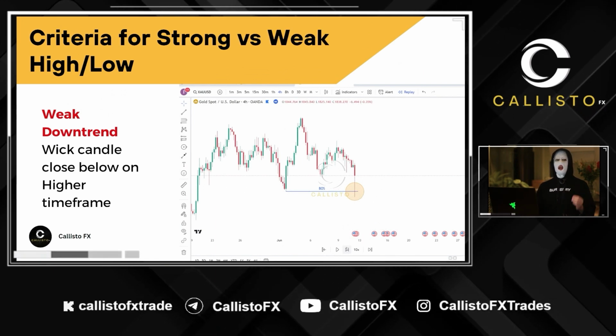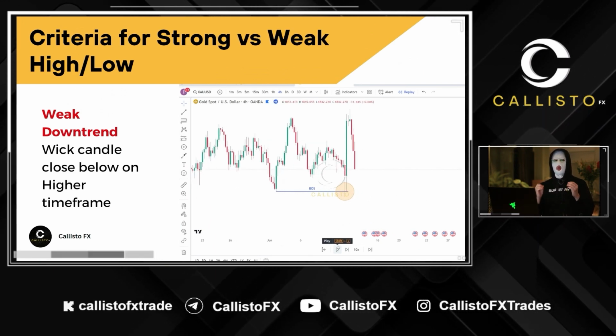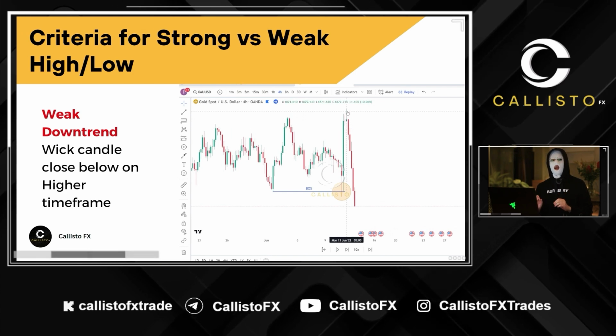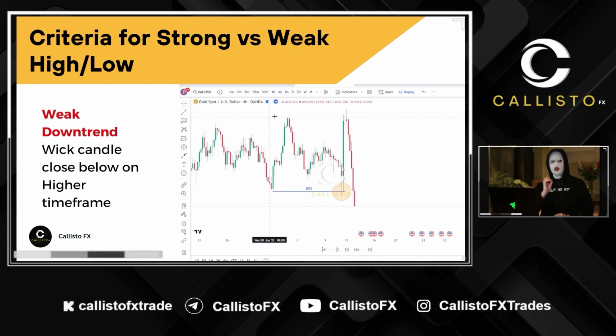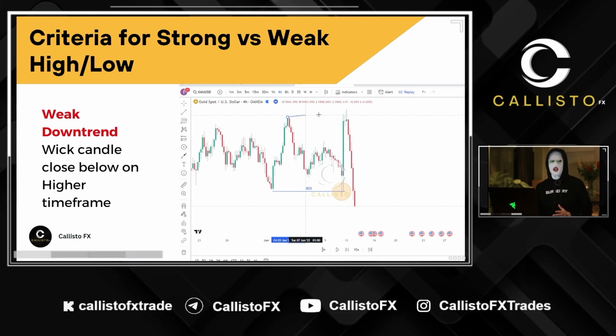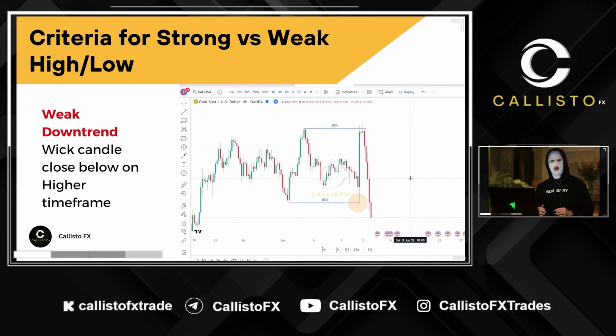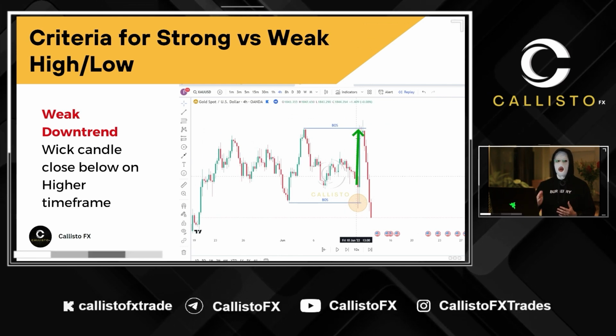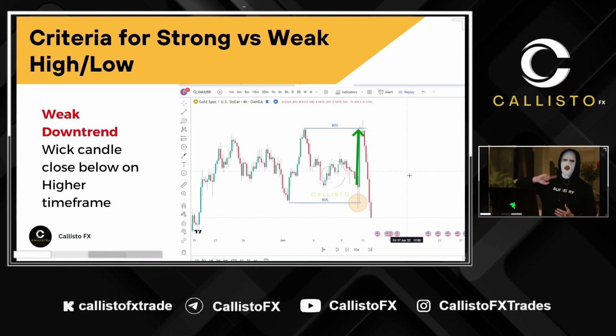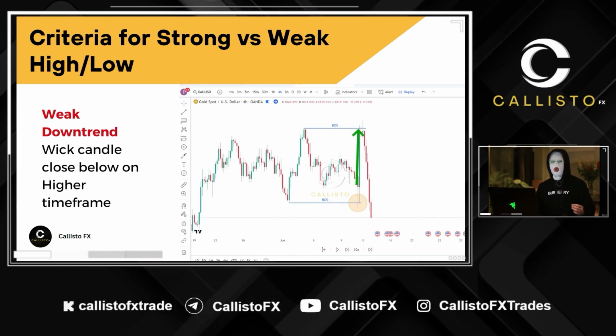Now, lastly, likewise in a weak downtrend, it's qualified by a wick candle closure below the previous low. In this video example, you can see very clearly the candle closed with a wick instead of a body close. This resulted in price jumping all the way up to break the high, making it very risky to trade in a weak downtrend.